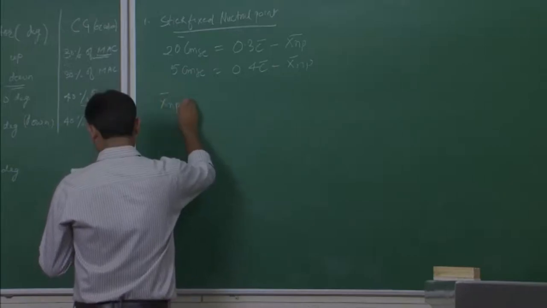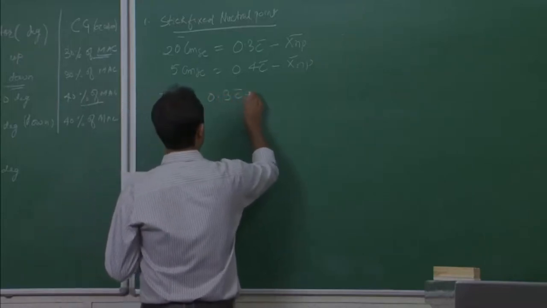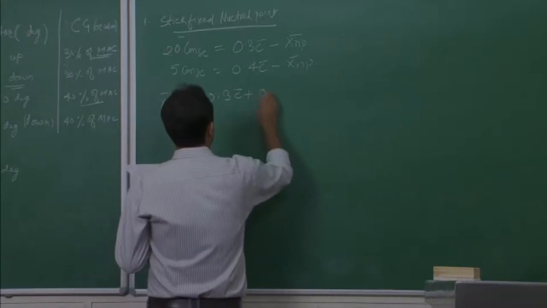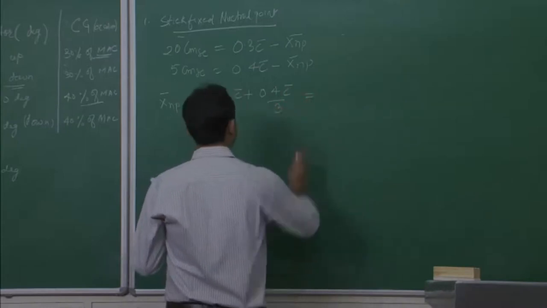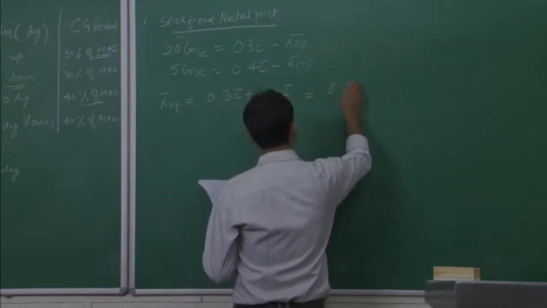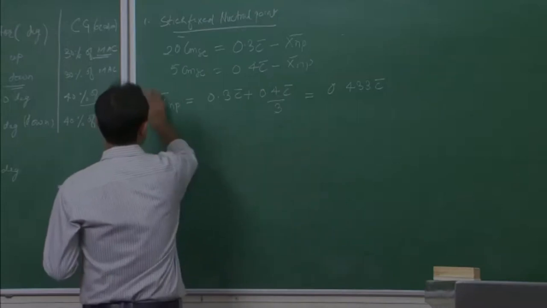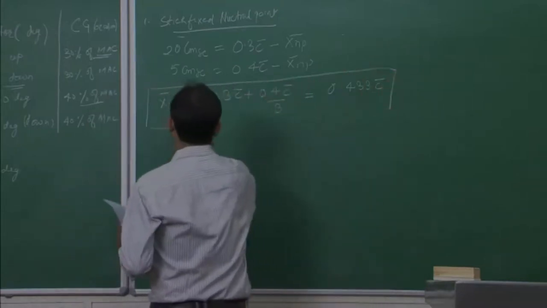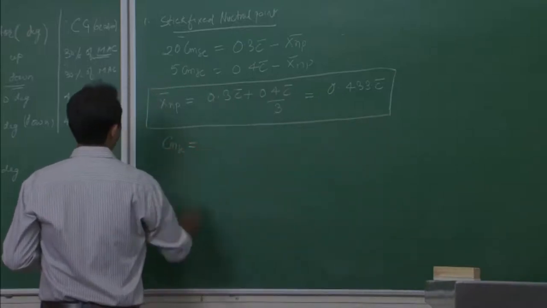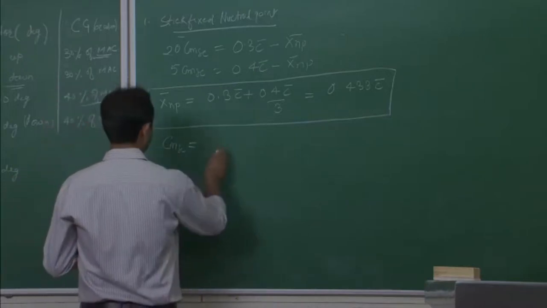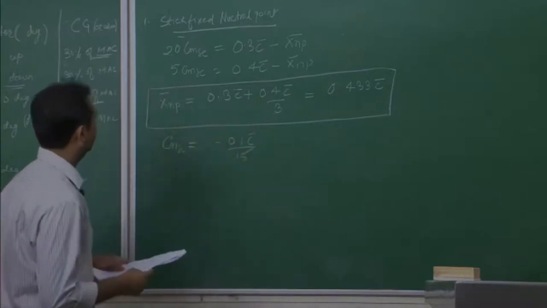bar equals (0.3 C bar plus 0.4 C bar) by 3 equals 0.433 C bar. So, this is the value of the stick fixed neutral point. You can also calculate the value of Cm delta E by substituting this value back into the equation. You will get Cm delta E as minus 0.1 C bar by 15. So, this was regarding the first part.